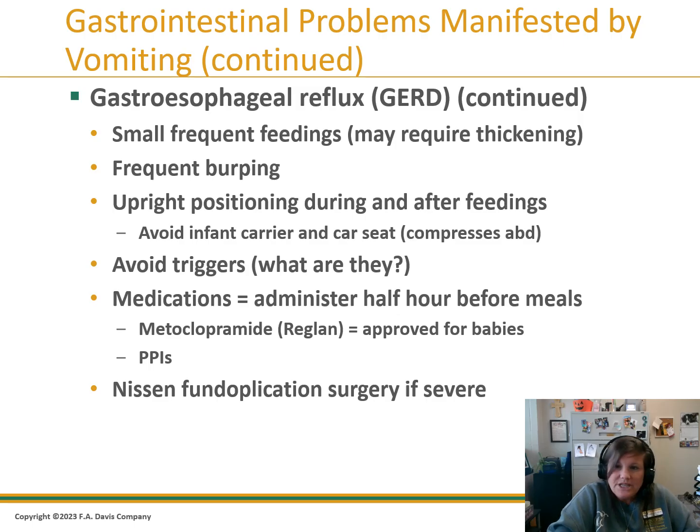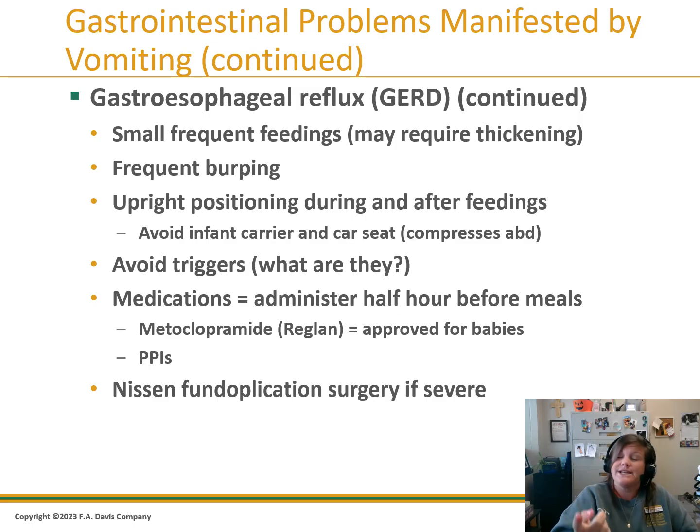Okay, so with the medications, those need to be administered approximately a half hour before the baby's going to be fed for them to be the most effective. And so usually that's how they'll be prescribed. And then in some instances, it's severe enough that they may even need surgery. The surgical procedure that coincides with the severe reflux is called a Nissen fundoplication surgery.